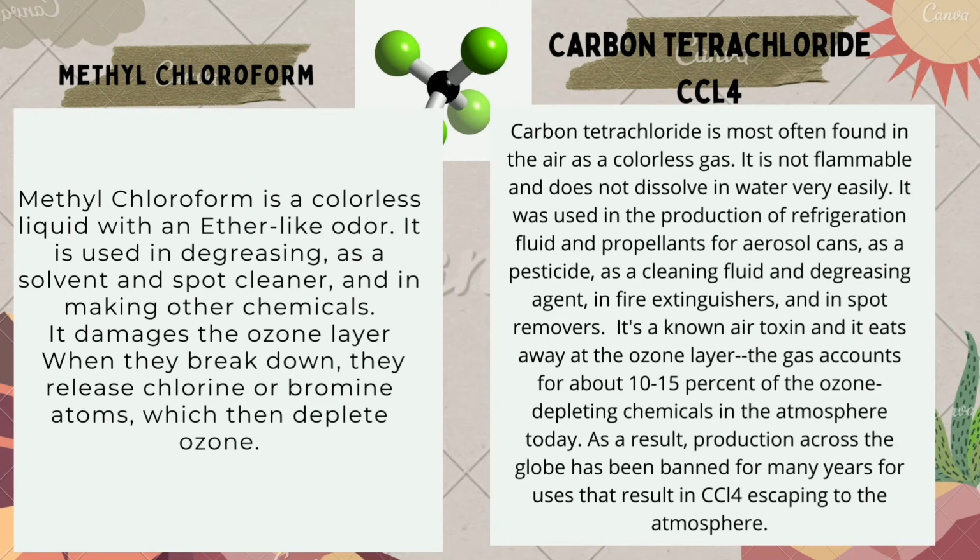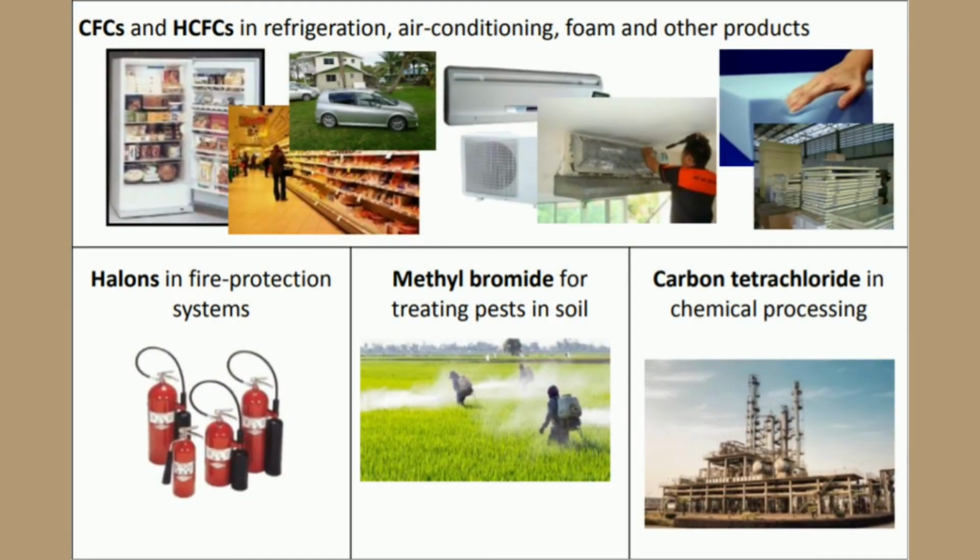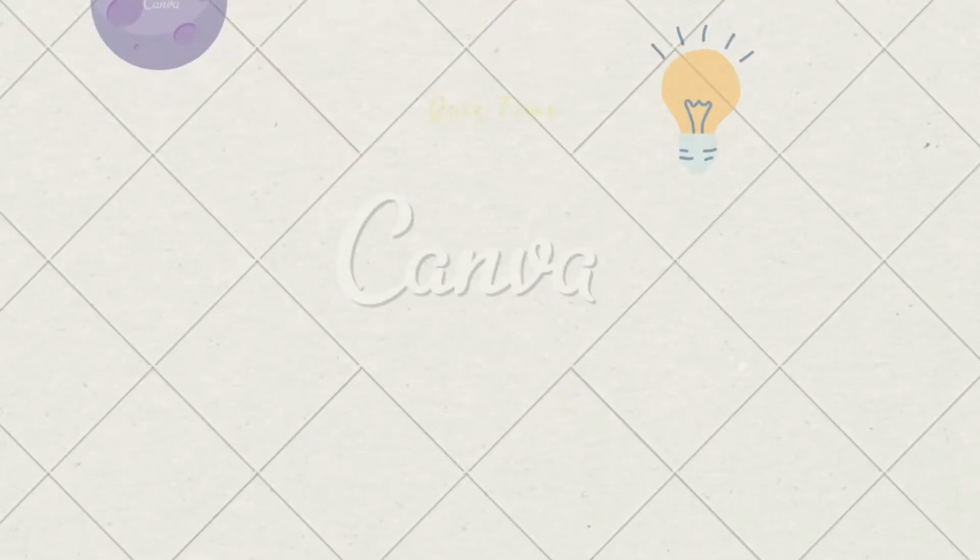The gas accounts for about 10 to 15% of the ozone depleting chemicals in the atmosphere today. As a result, production across the globe has been banned for many years for uses that result in carbon tetrachloride escaping to the atmosphere. Other sources include CFCs and HCFCs in refrigeration, air conditioning, foam, and other products; halons in fire protection systems; methyl bromide for treating pests in soil; and carbon tetrachloride in chemical processing.